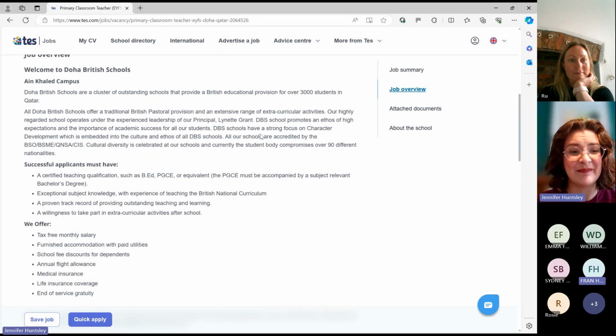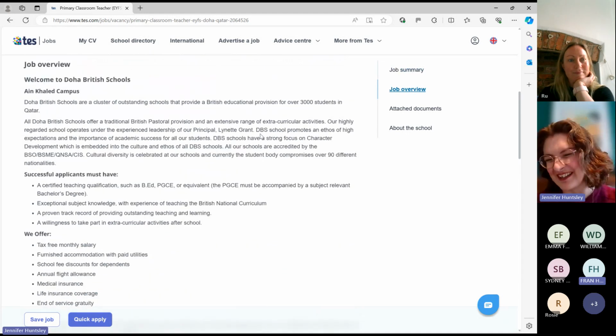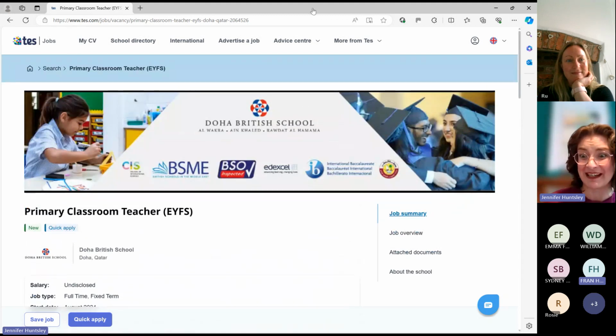That's really helpful though. I've not looked at this for a while because I haven't been looking for international jobs recently, but it's so helpful just to have that reminder of the package as well, because like you say, it's a good indicator, isn't it? I applied to my school and it came with a very similar package. We got the annual flight. They did the medical insurance.